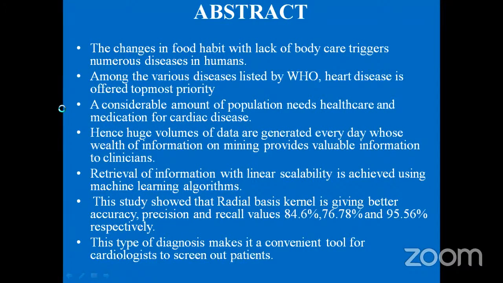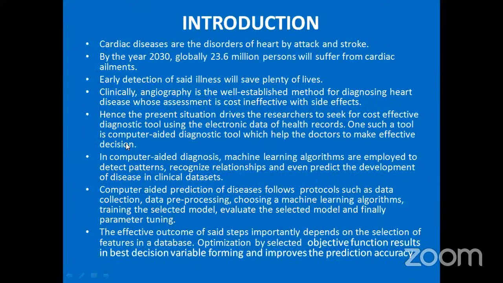This is my abstract. The changes in food habit and the lack of body care trigger numerous diseases in humans. Among the various diseases, heart disease takes the topmost priority. Huge volumes of data are generated every day, so for retrieval of information, linear scalability is achieved using machine learning algorithms. In this paper, I'm focusing on the SVM classifier using the SVM kernel trick. Among the four types, the radial basis kernel is giving the better accuracy. I'm comparing the four kernel tricks, and the radial basis kernel gives better accuracy, precision, and recall, and the values are displayed here.